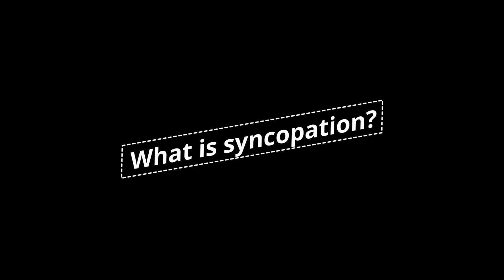Okay, so what is syncopation? Generally in a 4/4 beat rhythm, you have the accents on the 1 and 3. So you have 1, 2, 3, 4, 1, 2, 3, 4. Now if we change the accents to a syncopation, so we accent the 2 and the 4, we get 1, 2, 3, 4, 1, 2, 3, 4, 1, 2, 3, 4.